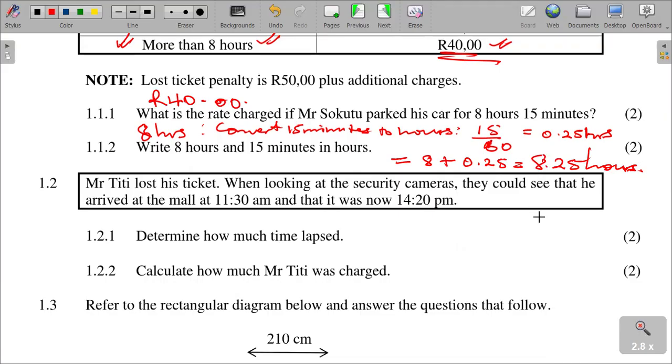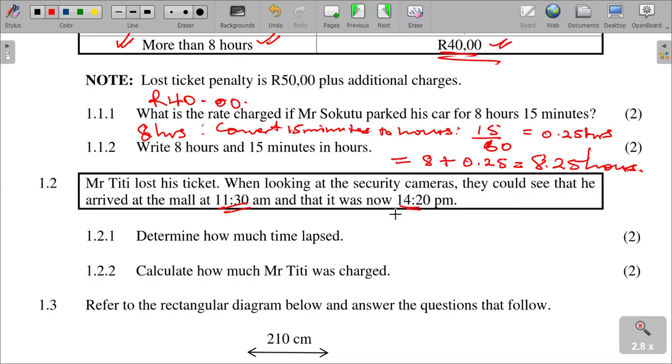Mr. TT has lost his ticket. When looking at the security cameras, they could see that he arrived at the mall at 11:30 a.m. and that it was now 14:20 p.m. Determine how much time lapsed.